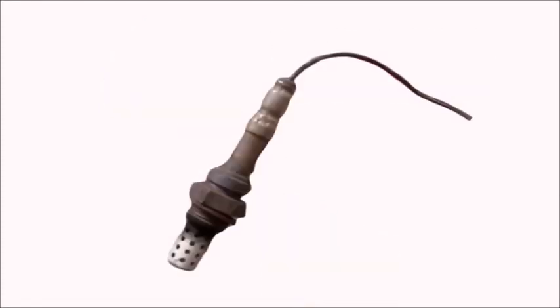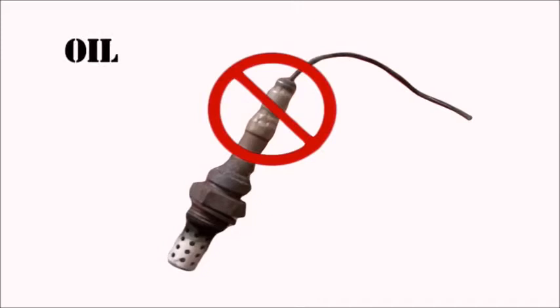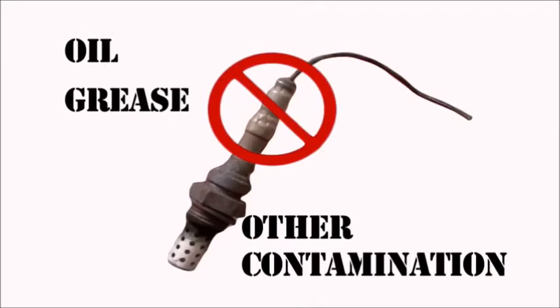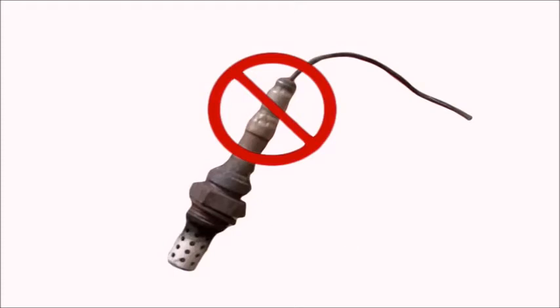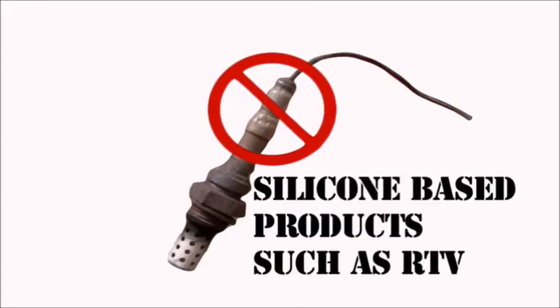Because the outside of the sensor is equally important, be careful not to get oil, grease, or other contaminants on the outside of the sensor. It could get ruined. It is also important to note that the sensor can be ruined by silicone-based products such as RTV.